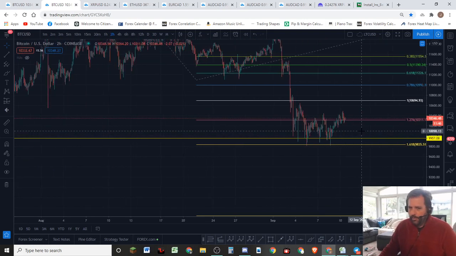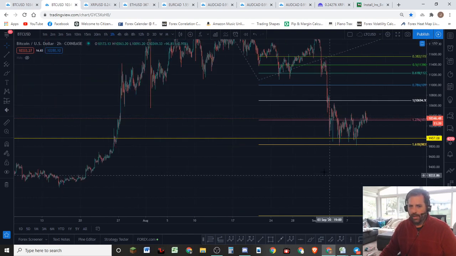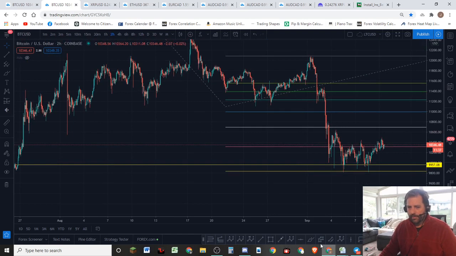Now, don't be surprised that we got this move to the upside first before down, because that's often the way the market makers do it. So, you kind of come up here.